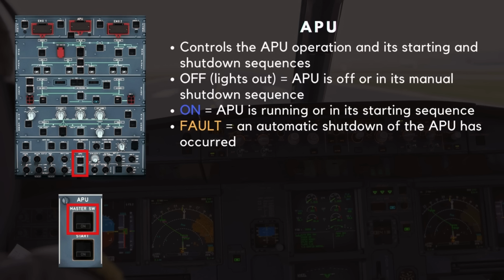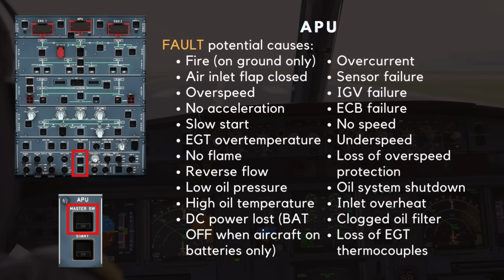The APU master switch controls the APU operation and its starting and shutdown sequences. When in its off lights out condition, the APU is off, or APU is in its manual shutdown sequence. When the switch is on, the APU is running, or in its starting sequence. When the master switch shows an amber fault light, an automatic shutdown of the APU has occurred. This can be due to many reasons.